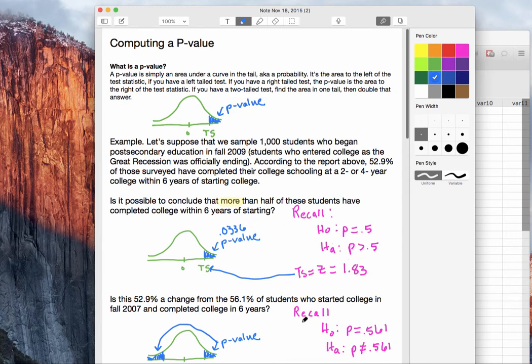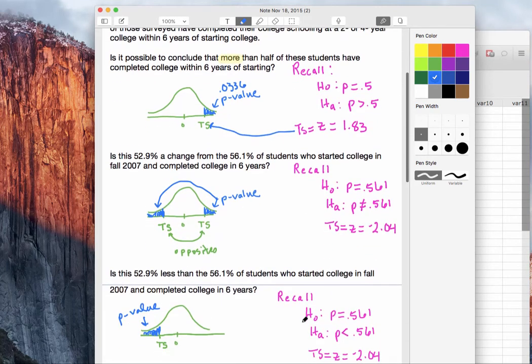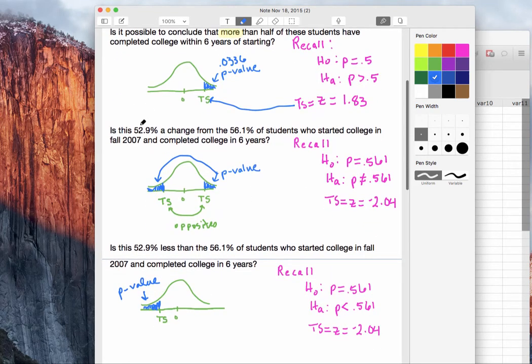All right, down to the second problem. We wanted to see if there was a change, if the sample proportion had changed from a prior year's estimate of 56.1%. So that word "change," that's our clue that we're going to do a two-tailed test. So recall these are our hypotheses. The null hypothesis, the proportion is equal to 0.561. The alternative is that it's different. And the test statistic from our data was negative 2.04.